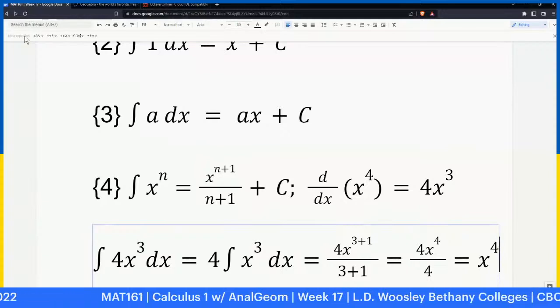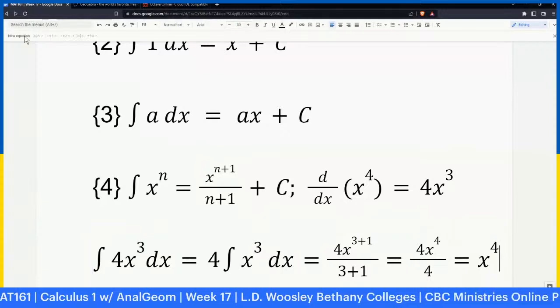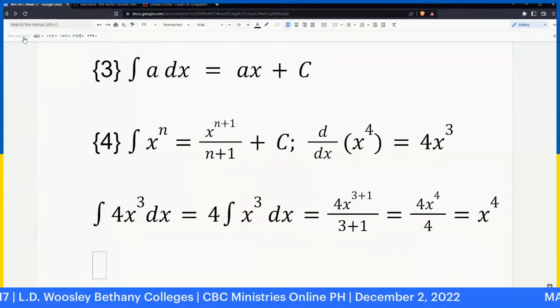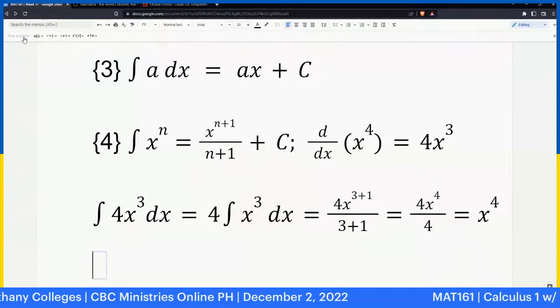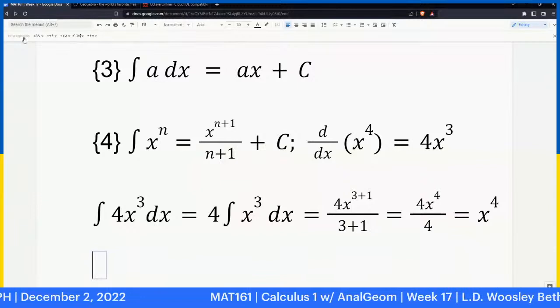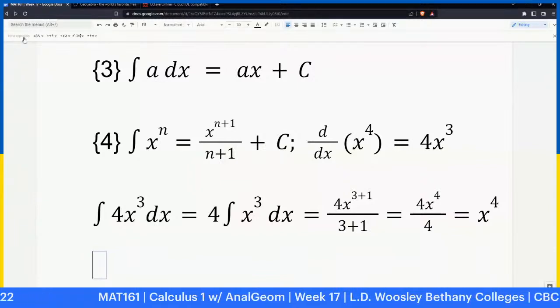Okay. Next formula, the one that I have mentioned already. Sound check lang ako, guys. The one that I have mentioned already. Sound check lang.